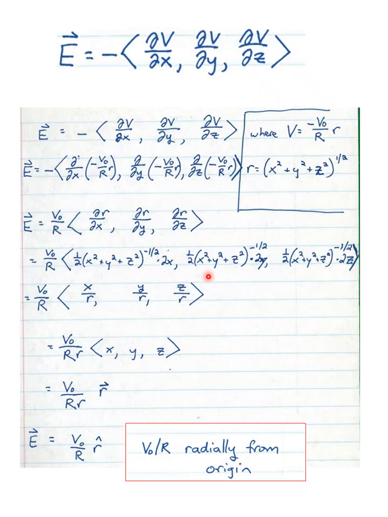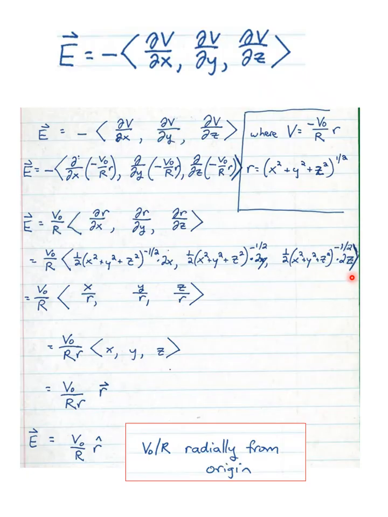Now, for the y component, we're going to take the derivative with respect to y. So the derivative of r, I'm looking up here where it's written out, derivative of this with respect to y is 1/2 x squared plus y squared plus z squared to the negative 1/2 power times the derivative with respect to y of what's in the parentheses, so 2y. And then I repeat that again for the z derivative. It's going to be the same thing with 2z.